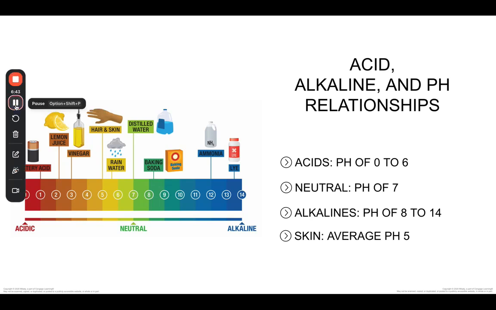Acids have a pH of 0 to 6, neutral is 7, and alkalines range from 8 to 14 on the pH scale. The average pH of skin is 5 on the pH scale. Acids penetrate the skin and can be a cause of irritation because of their small molecular size.